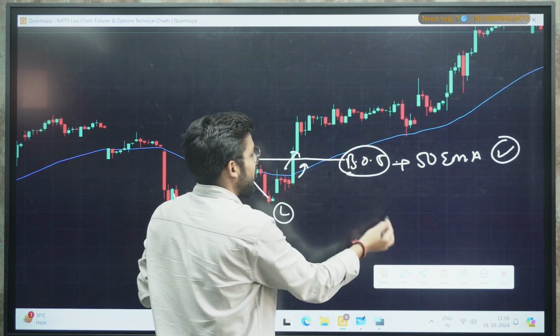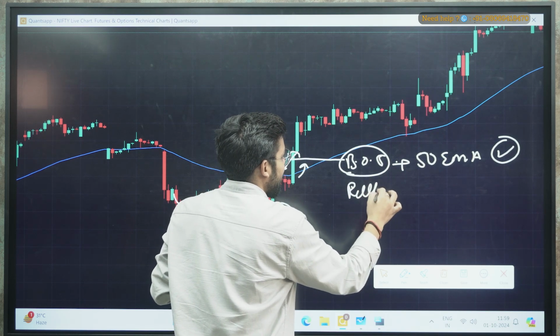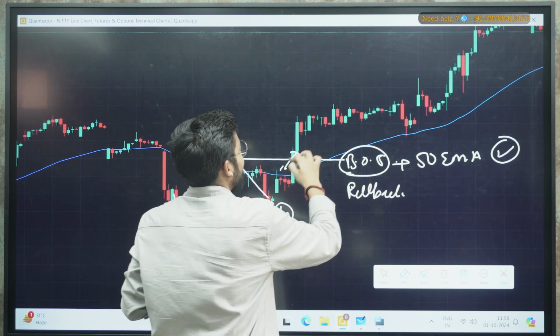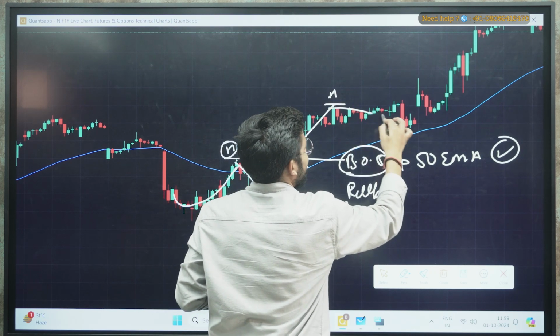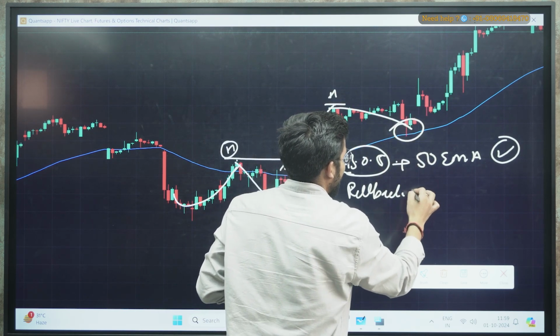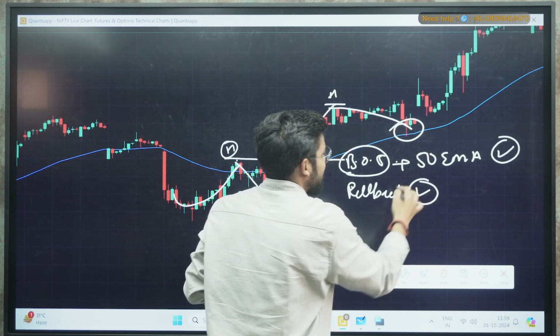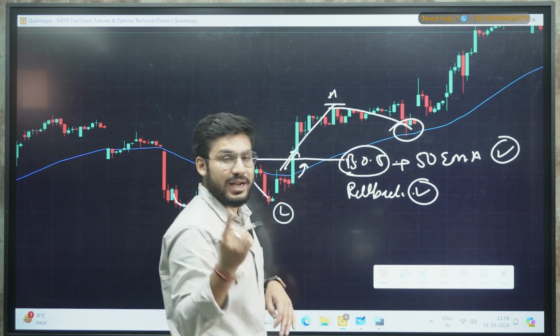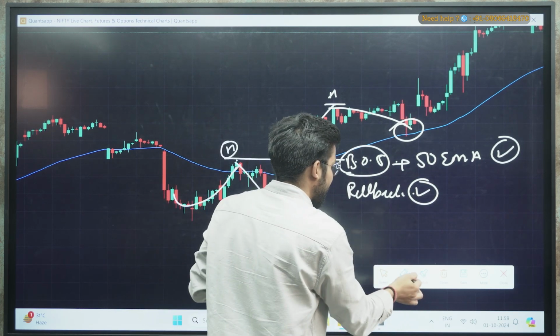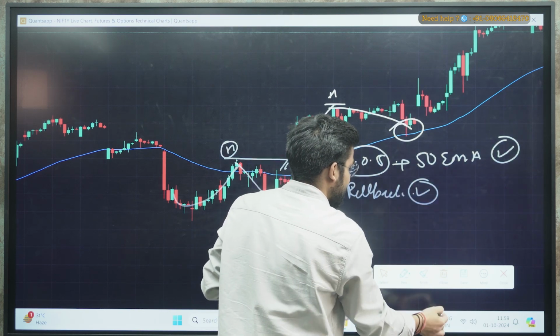After that, I'll wait for a pullback. So second step is pullback. Okay, let's see. My market went, it made a high here, then it came down, so there was a pullback. Okay, so pullback was done. Second step is also done. Third step, I'll make an entry. I'll wait for the reason for entry. So let's see if I got a reason here.